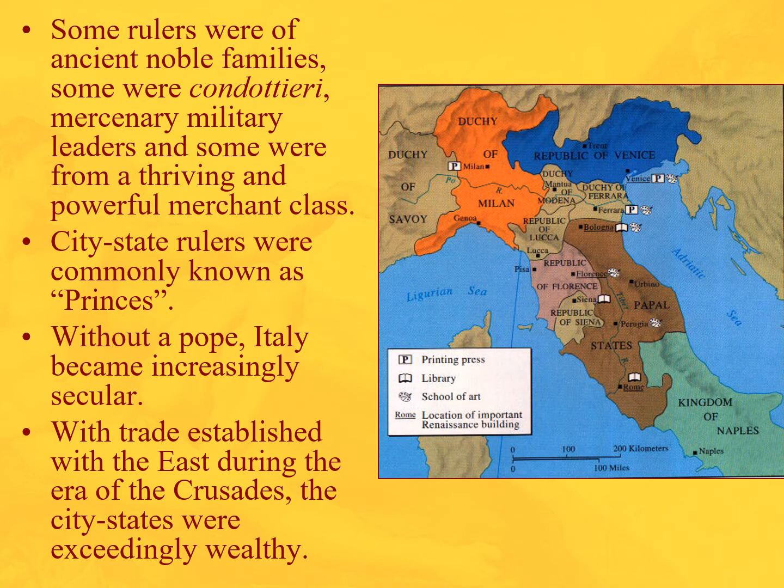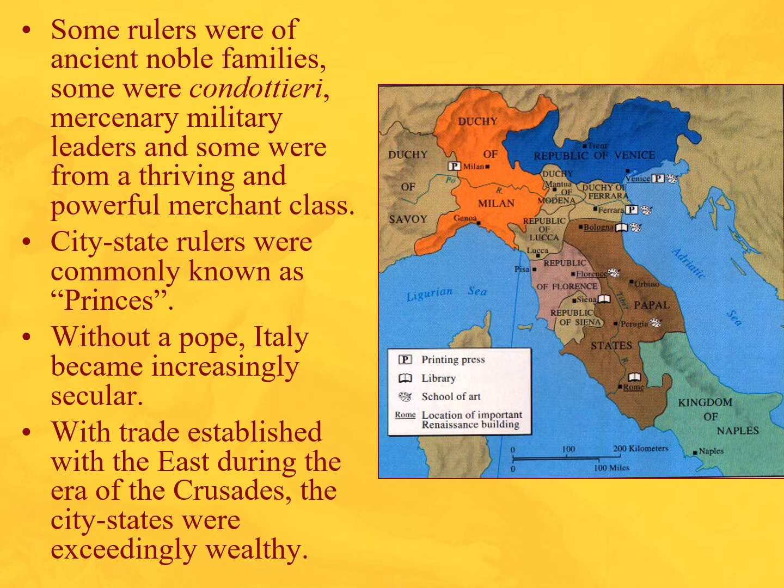Some were ancient noble families. Some were condottieri, mercenary military leaders who took over a city-state. And then we also have a rising, powerful merchant class. Basically, they were all known as princes, and they were increasingly secular, pretty liberal.